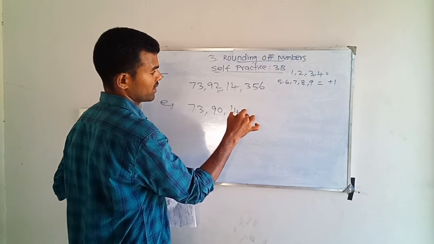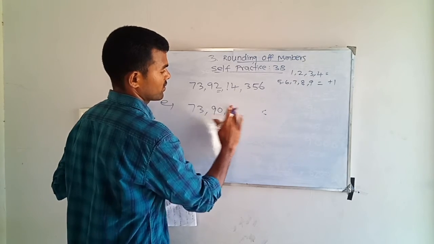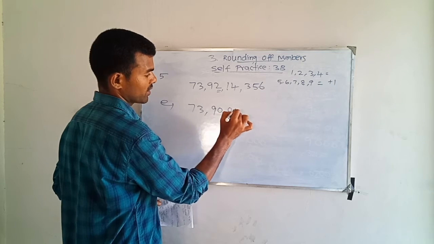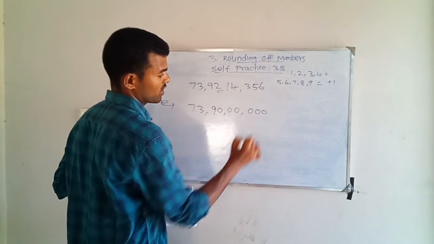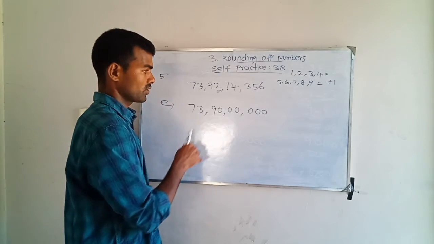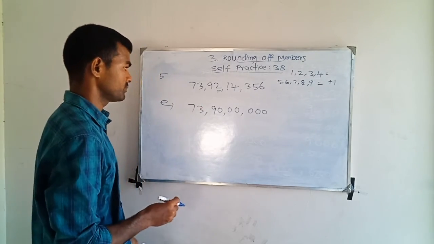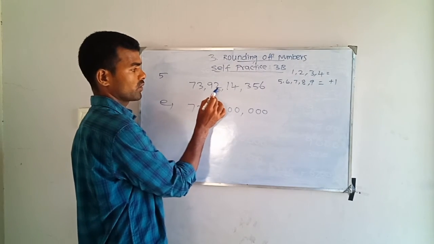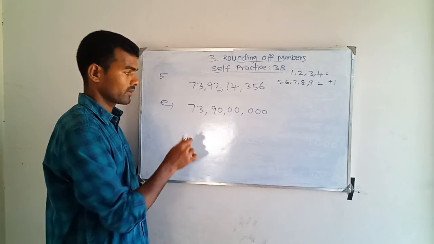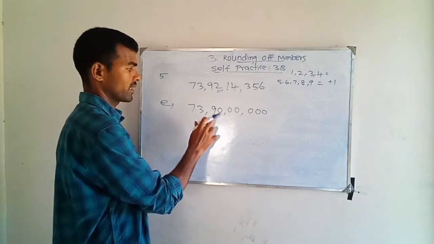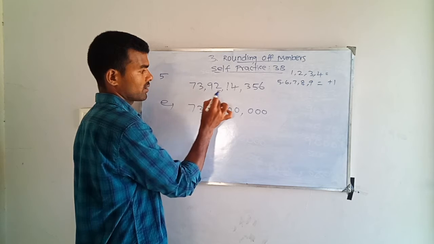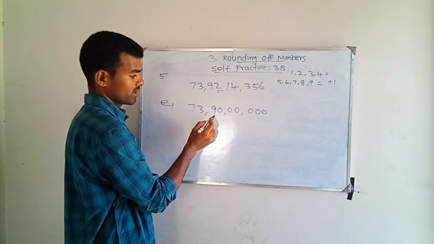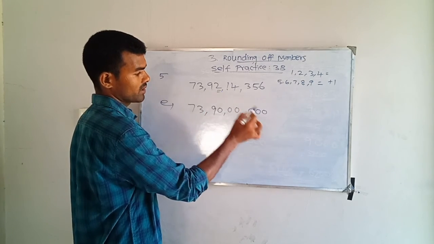7390 14 3 5 6. You have to write everything as 0. So 10's place, 10,000 place, 1000 place, and so on, everything is 0. All the digits are 0, and this is the answer. Nearest 10 lakh. This is a lakh, and this is 10 lakh. So nearest 10 lakh means 90 lakh is the answer. It's 90 lakh. The lakhs place is 2, that's why we are not changing this number, and the remaining digits we are putting 0.